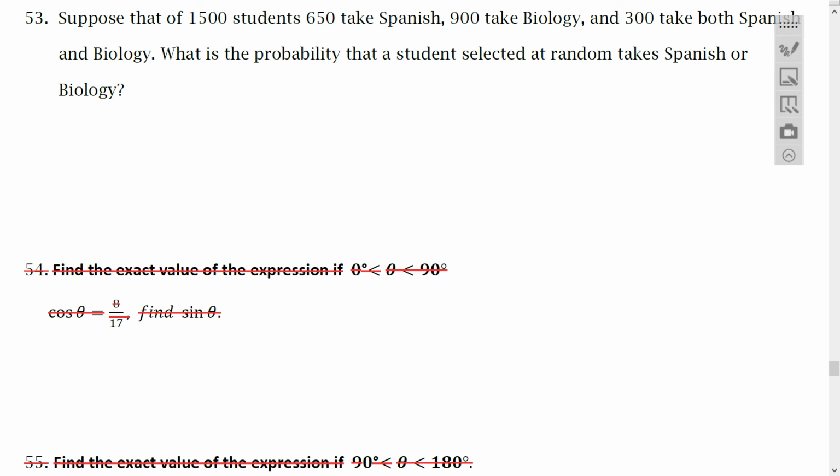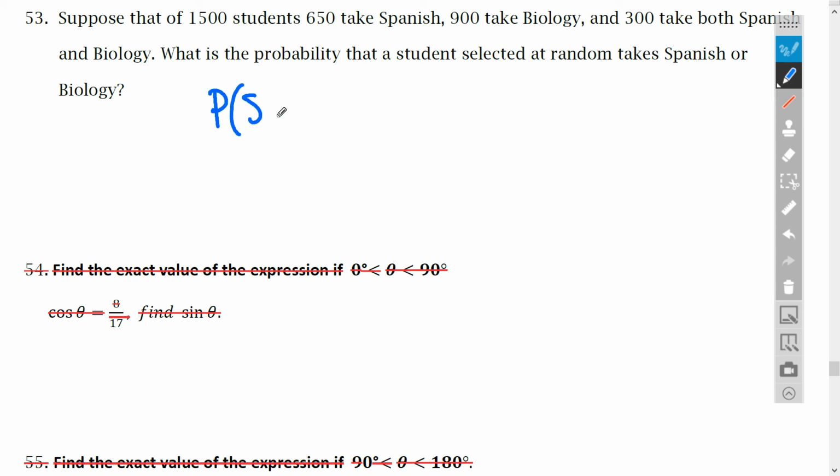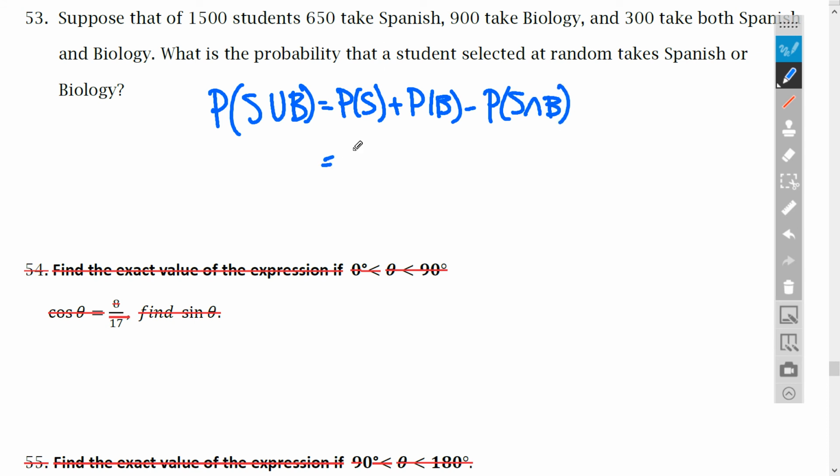53, suppose that 1,500 students, 650 take Spanish, 900 take biology, 300 take both. What is the probability of a student at random taking Spanish or biology? So Spanish or biology would be the probability of Spanish plus the probability of biology minus the probability of both Spanish and biology. So Spanish, there's 650 out of 1,500. For biology, there's 900 out of 1,500.